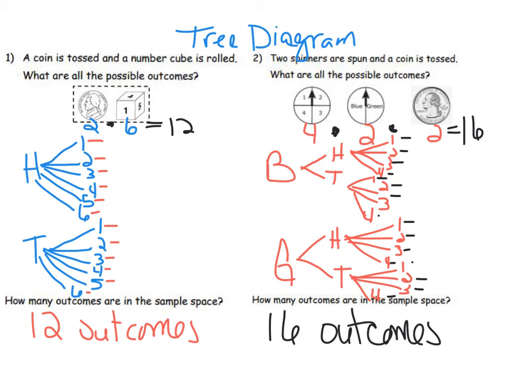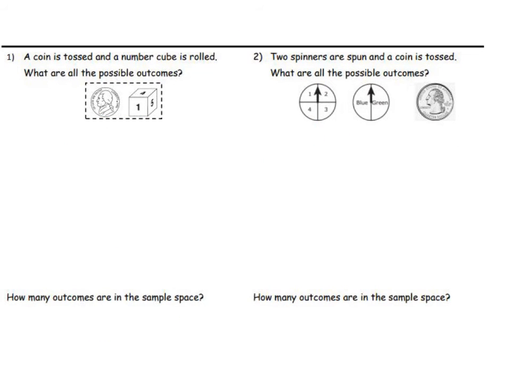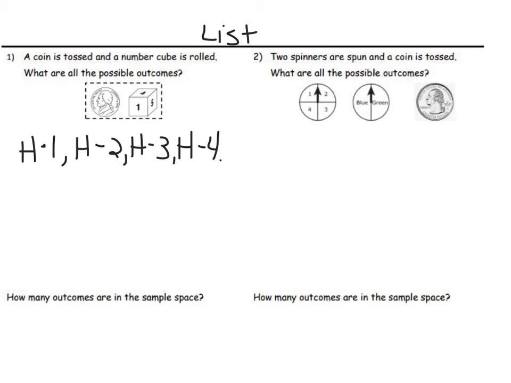Yes. Okay, so now on the second part of your foldable, we're going to do a list. And the list, all you have to do is just go ahead and list the possible outcomes. So we're going to start with the coin, so that's heads, and then it could land on 1. Then heads, it could land on 2. Heads land on 3. Heads land on 4. Heads land on 5. And heads land on 6.